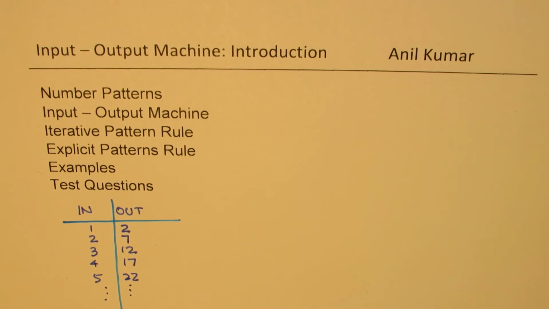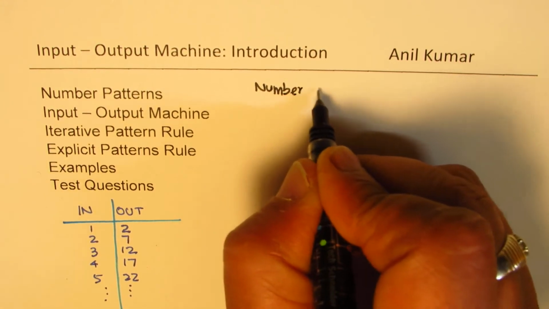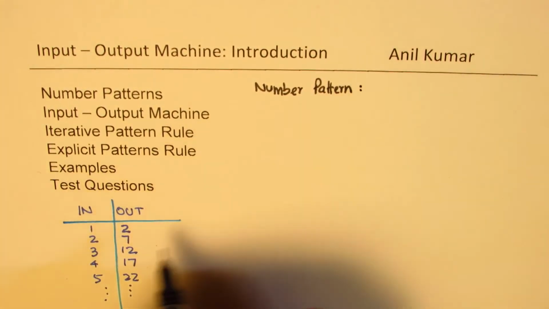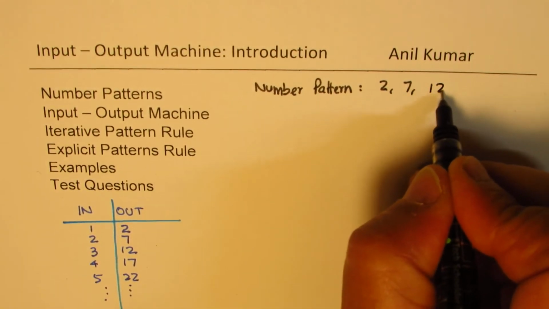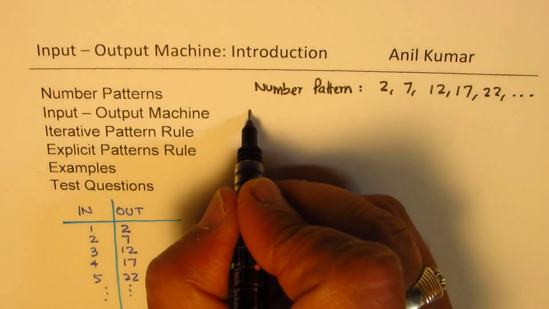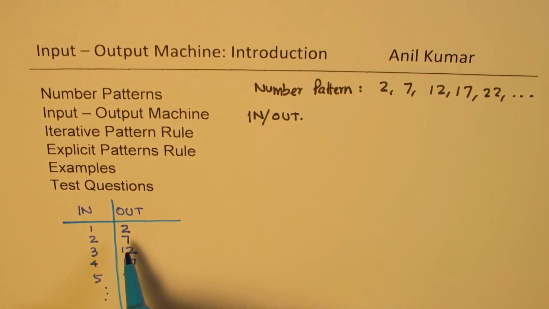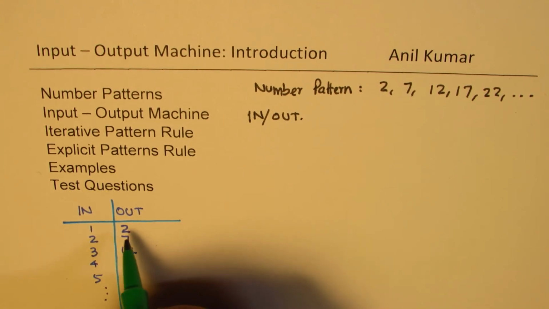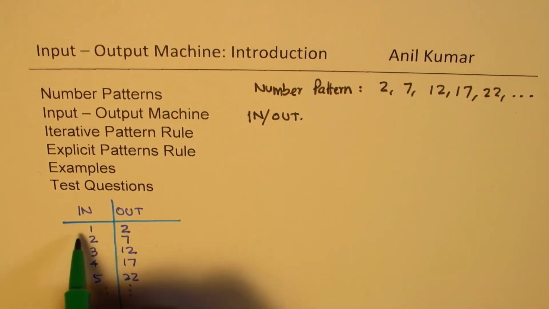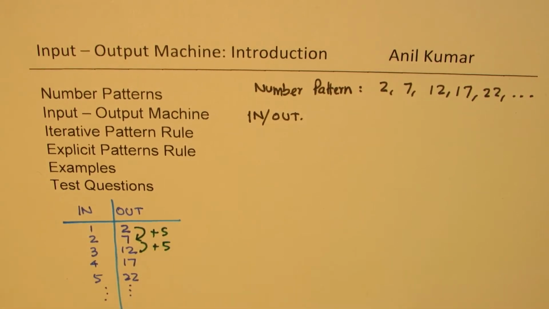How do we represent this as, let's say, number pattern? So we'll begin with number pattern. So the number pattern here is 2, 7, 12, 17, 22 and so on. Now input-output machine. So as far as the input-output machine is concerned, what we see here is to every input 1, it became 2. We'll get to that, but what we notice is that every number increases by 5, right? Every number increases by 5. So that means 5 has to do something with it, right?